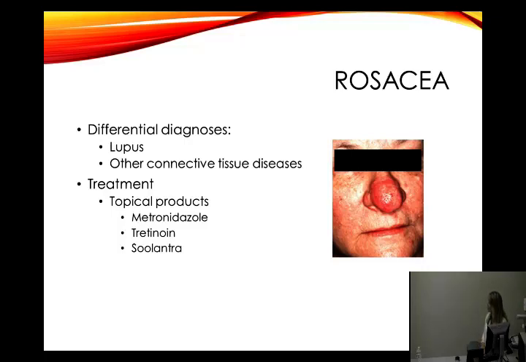Tretinoin is an acne type cream that can work very well. To get coverage for this in an adult is difficult because tretinoin also helps with fine lines and wrinkling. Lots of insurance companies don't want to cover that because they consider it cosmetic. And Soolantra is a newer product that's available to help treat rosacea. It has been around for about 2 years now, but we have not seen good results with the Soolantra, and it's very expensive.